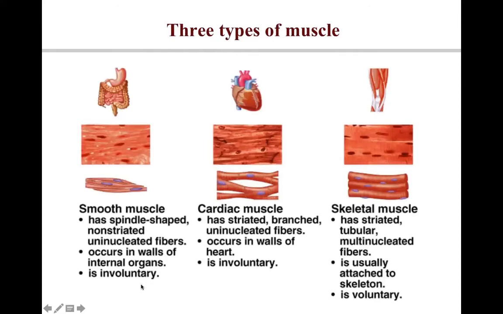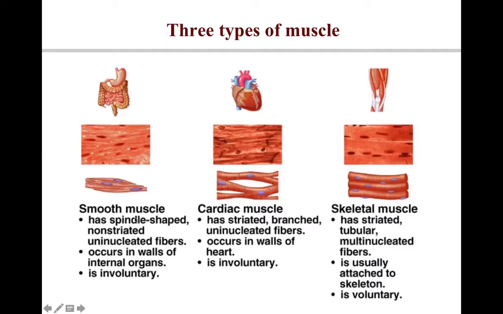Before we go further, let's understand what the different kinds of muscles are. We have three kinds of muscles, as you can see here: the smooth muscle, the cardiac muscle, and the skeletal muscle. Skeletal is the one that we are going to focus on in this chapter, but there are two other muscles and we should know about them too.